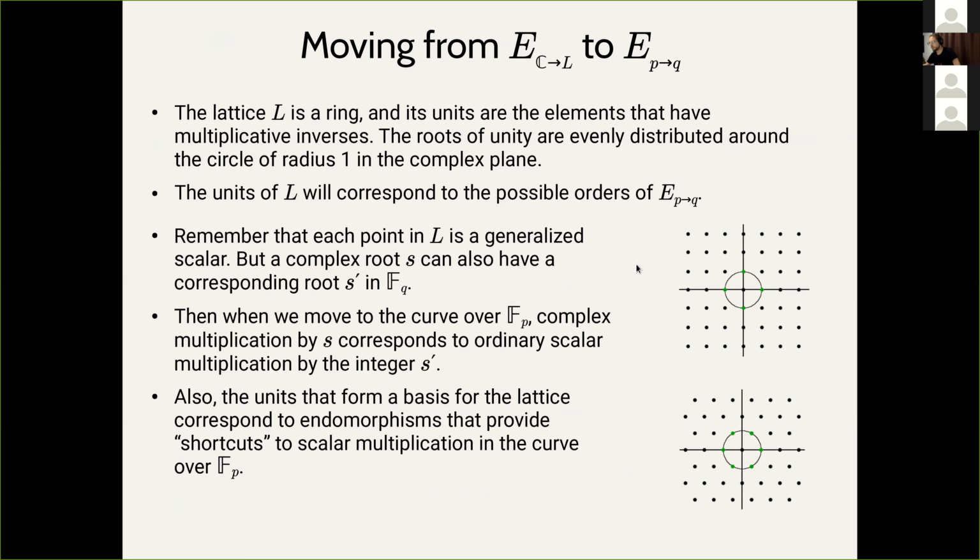Okay, so I just told you about the units. They're the elements that have a multiplicative inverse. If you take some other element here, say this one, that doesn't have an inverse in the lattice. It's only these that have inverses. So the inverse of 1 is 1, for example. And it turns out that the orders correspond to the number of units. So if you have a lattice like this, then you'll have 4 possible orders of the elliptic curve. If you have a lattice like this, you have 6 orders. So that's why that happens.